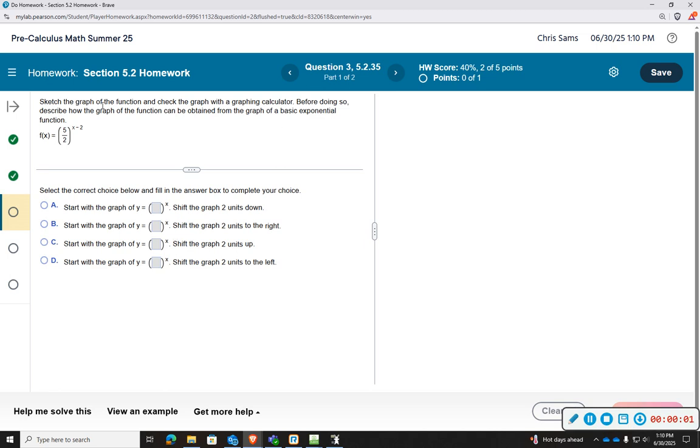All right, question number 3. Again, we have 2 parts. We're going to sketch the graph of this function. It says check with a calculator, and then it says we're going to describe how we can get the basic exponential, how this graph will look different from the basic.